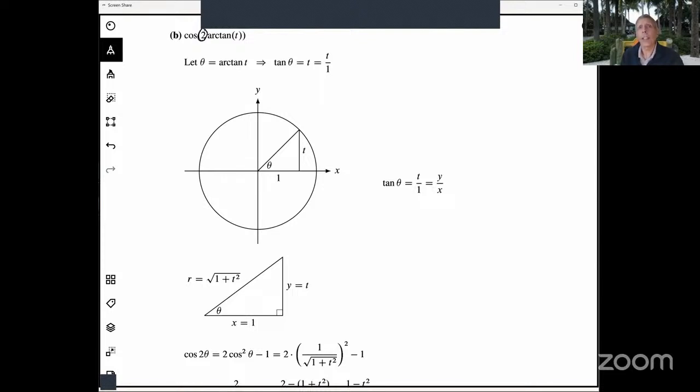So the arctangent of t is going to return an angle theta. And so another way that I can think about this is I've got to find the cosine of 2 theta. Yikes. Cosine 2 theta. Looking ahead, what am I going to have to do down the line here eventually?